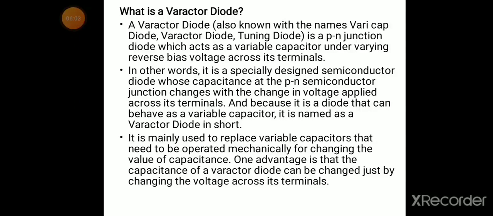One advantage is that the capacitance of a varactor diode can be changed just by changing the voltage across its terminals.